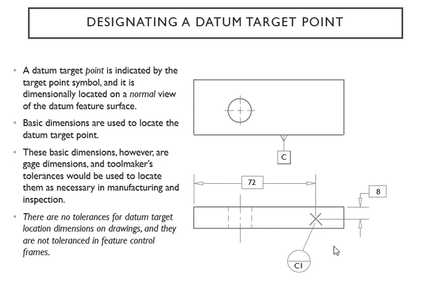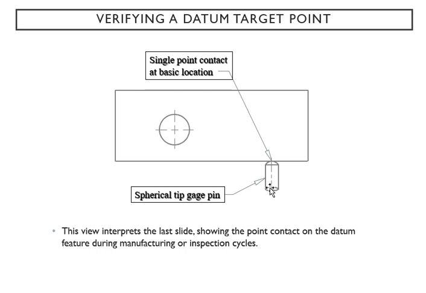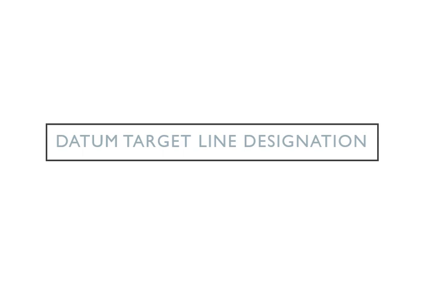There are no tolerances for datum target location dimensions on your drawing, and they're not toleranced in a feature control frame. All right, then let's get into this. You can see the single point contact at the base location right there, and a spherical tip gauge pin is attached to this part. This view is going to interpret the last slide, and you can see the point contact right there on the datum feature during your manufacturing or inspection cycle. So this is your single point contact at basic location with a pin.